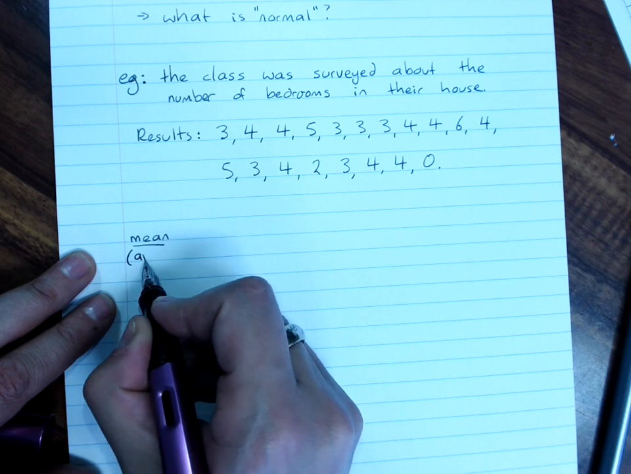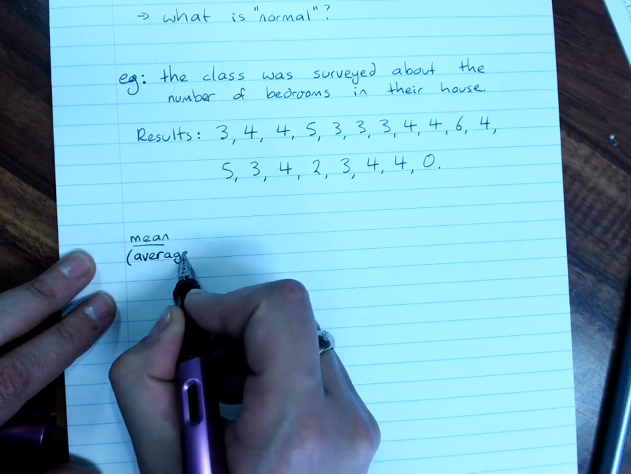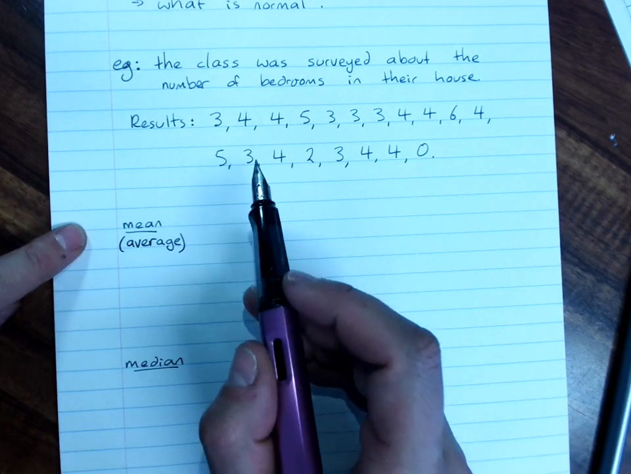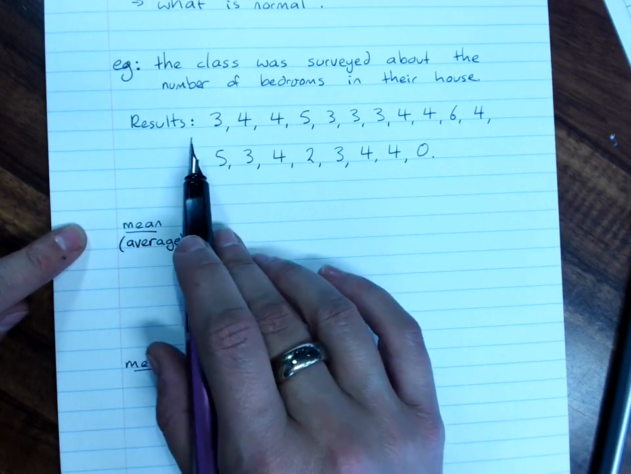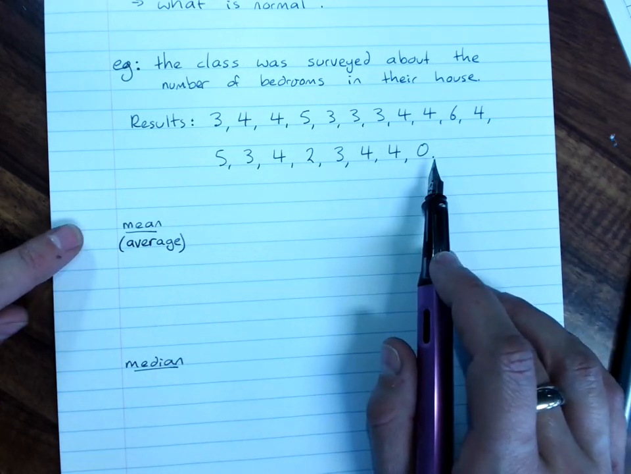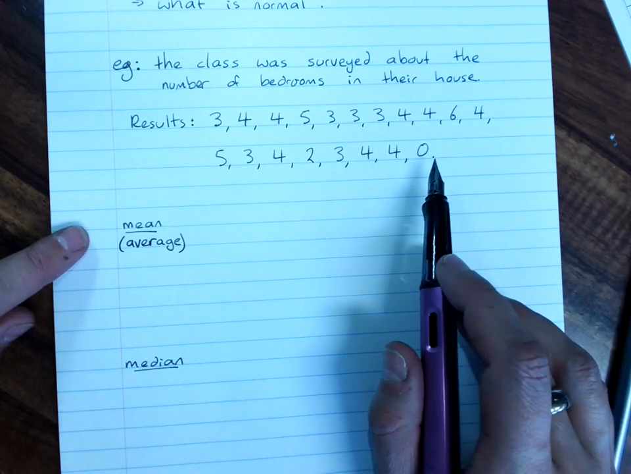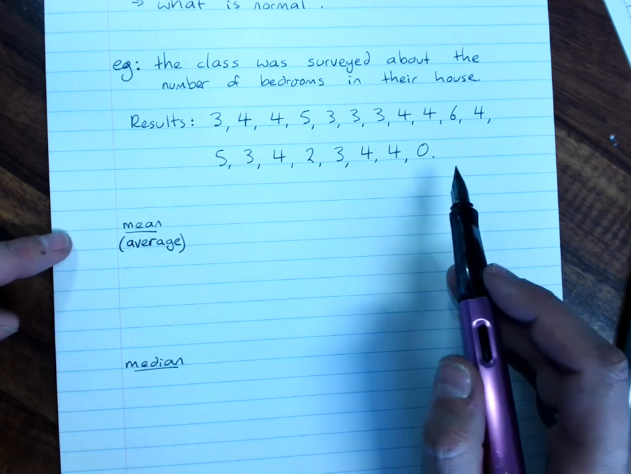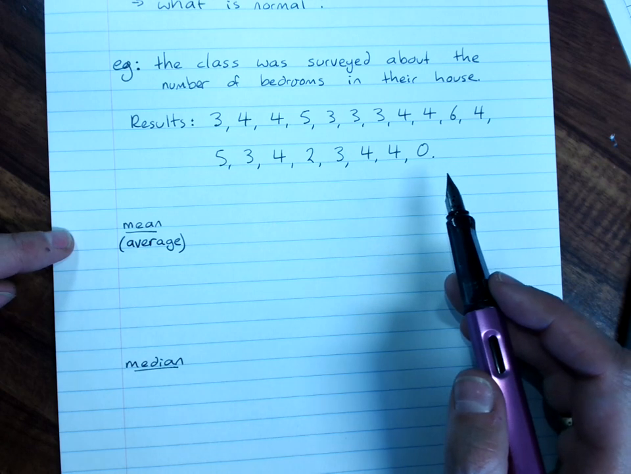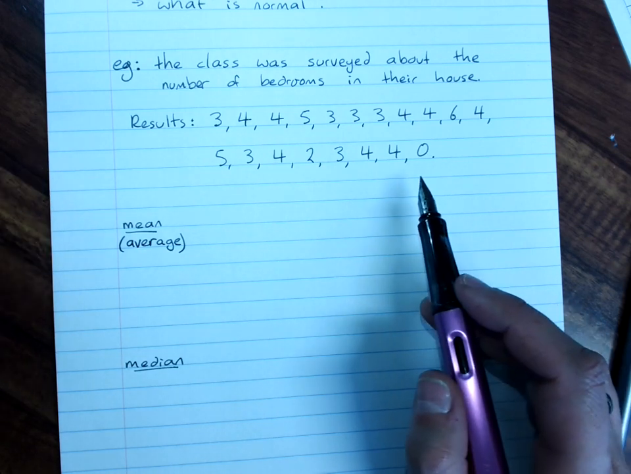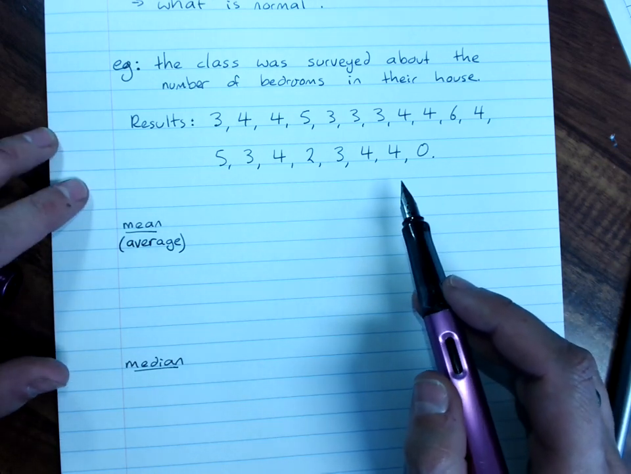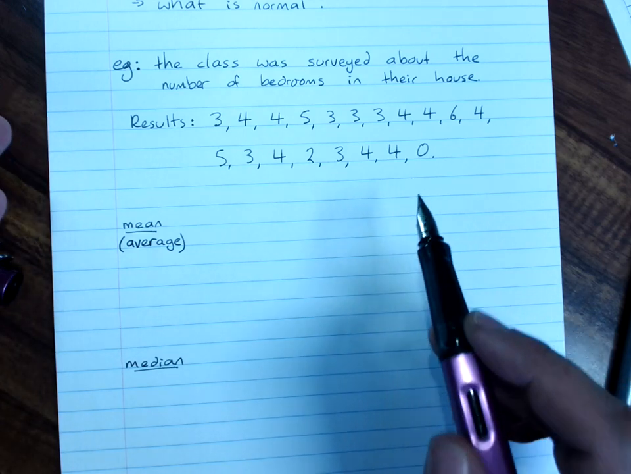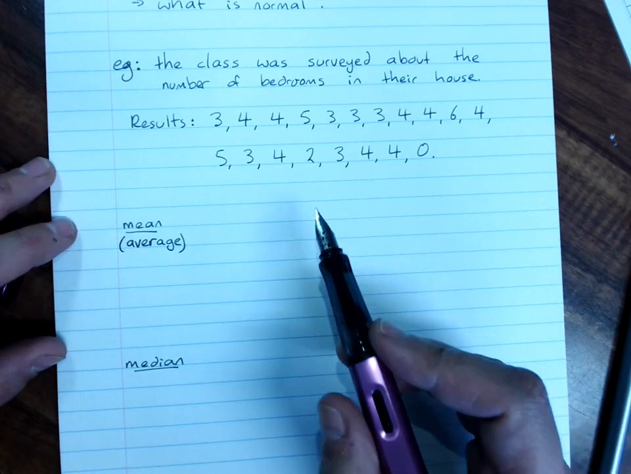Now the mean is also what we call the average. Now what the mean does is it pretty much says, if we took everybody's bedrooms and shared them out equally, how many would each person have? Because that's a pretty good way of seeing what's normal. It'll probably end up with something really silly like 3.5. And in some ways like 3.5 bedrooms is not normal. But what that's saying is somewhere between 3 and 4 bedrooms is normal.